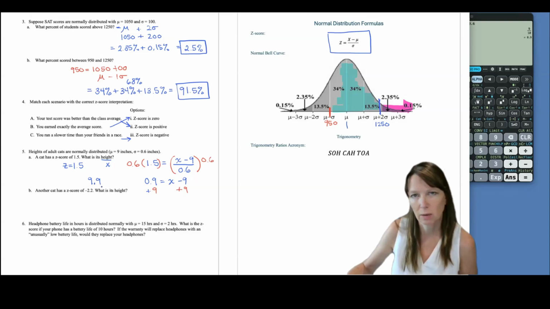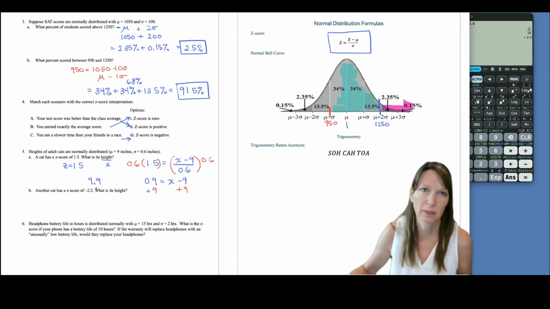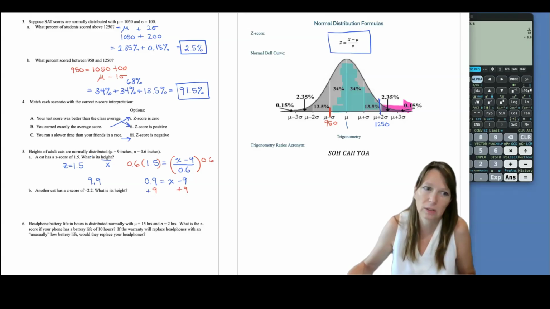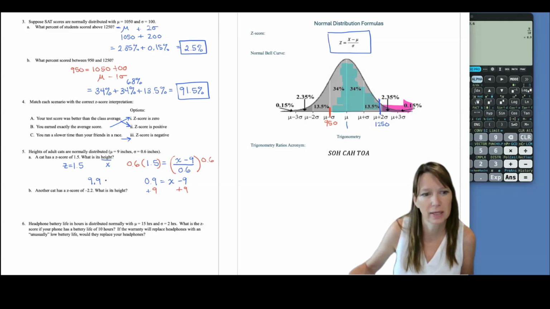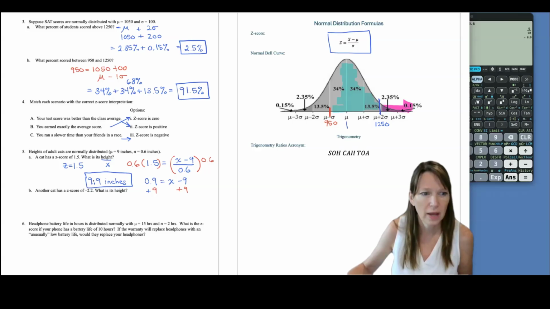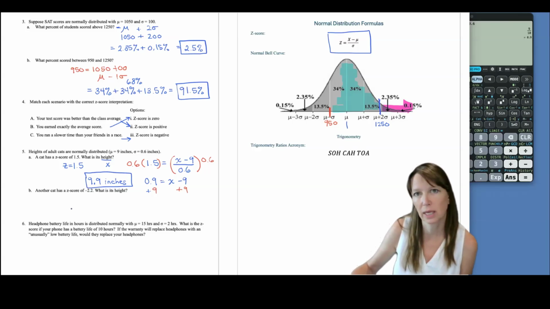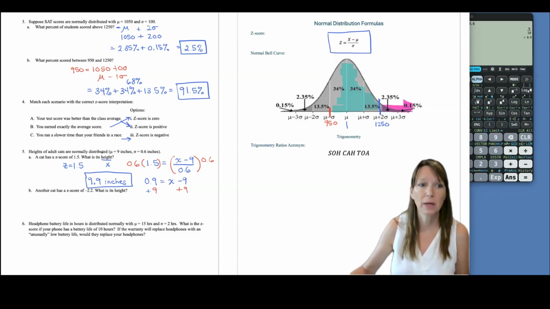Make sure you don't just box x equals 9.9 because we want to interpret it in the real world. They ask you what's the height of the cat. You wouldn't say x equals 9.9. You would say the height of the cat is 9.9 and then add the unit inches. And then we're going to do similarly with the cat that has a z-score of negative 2.2. Because it's negative, I know my answer means that it's going to be less than 9 inches.